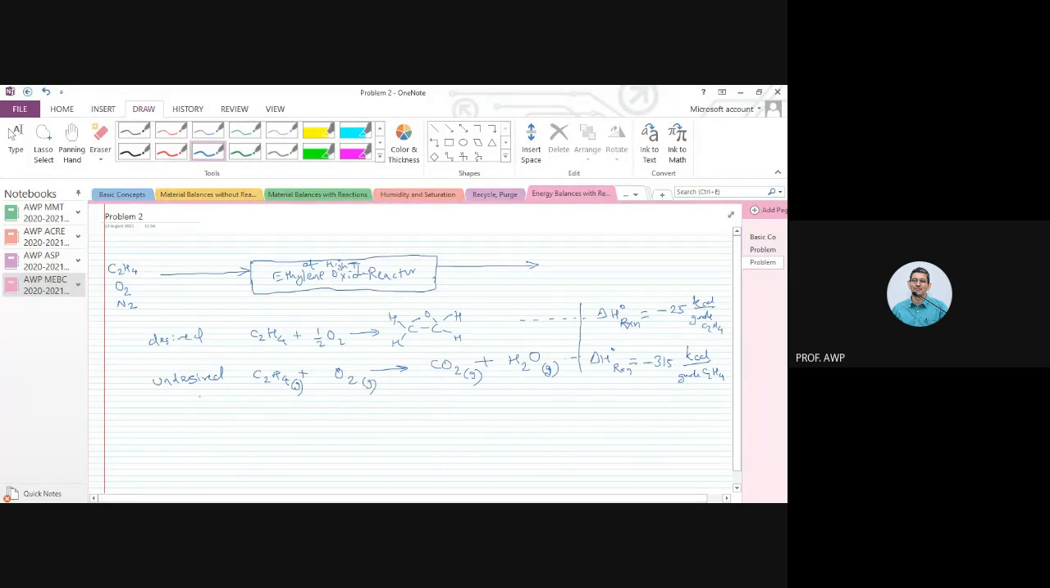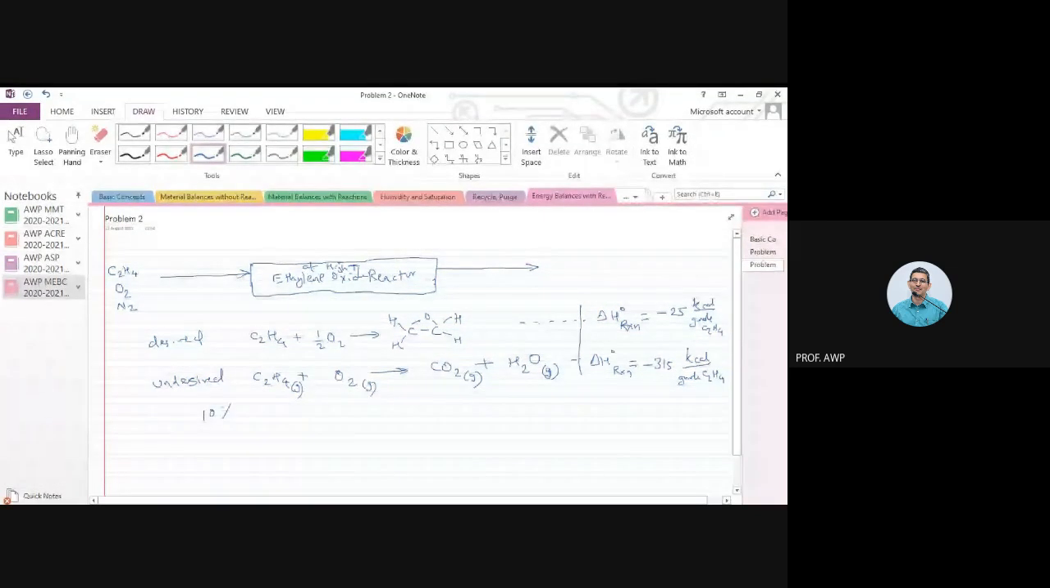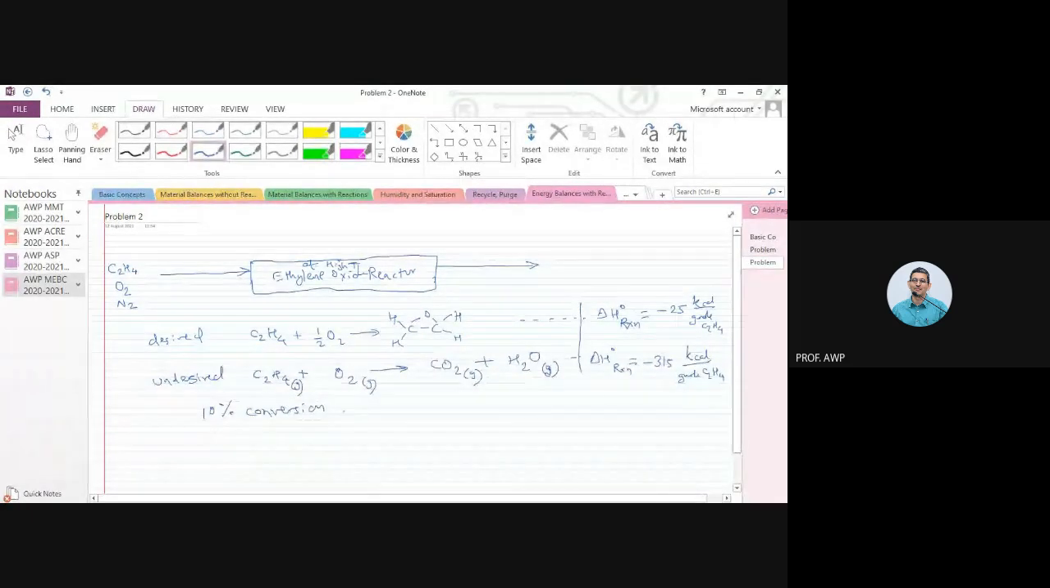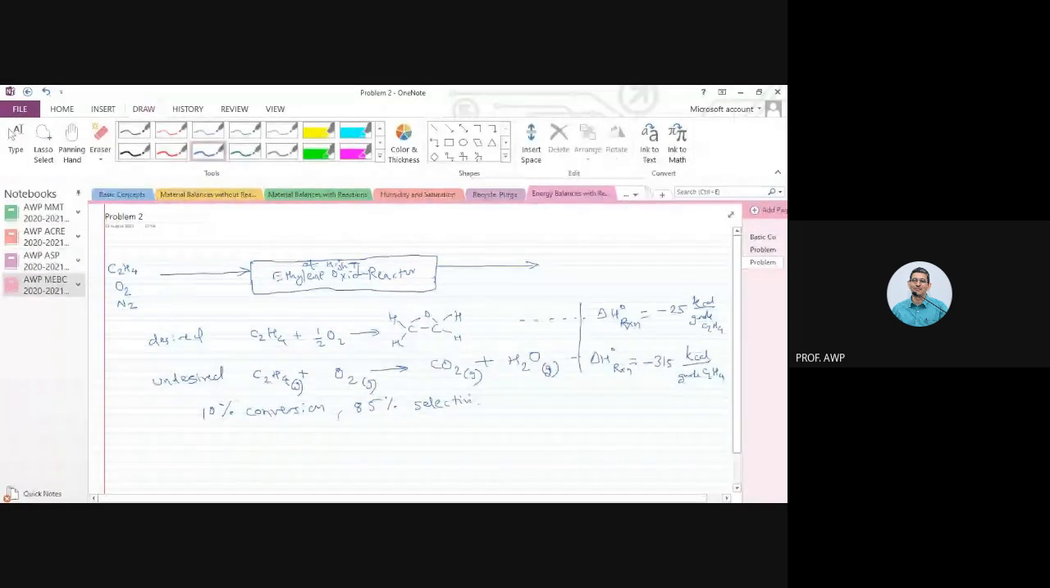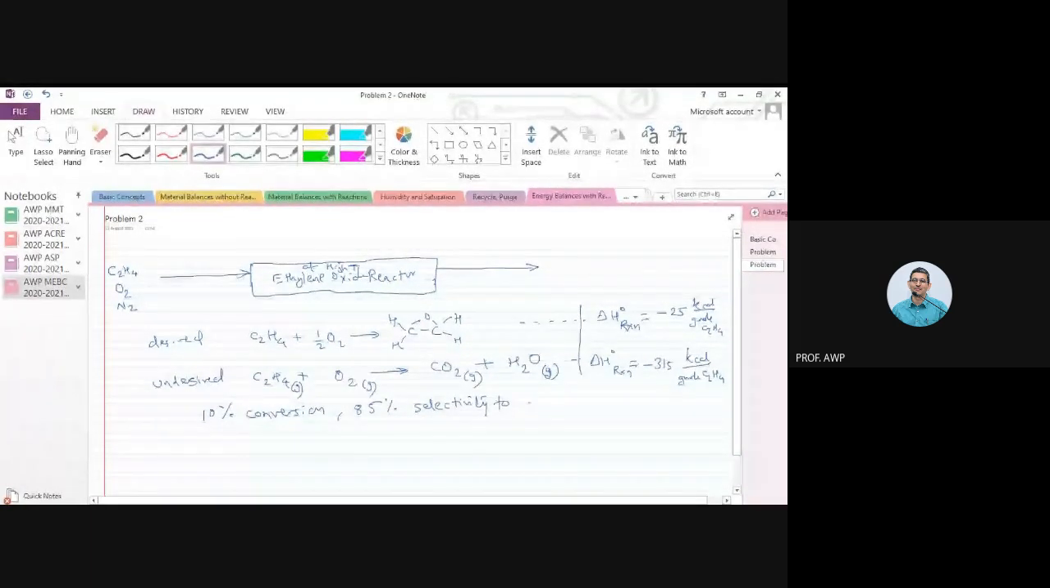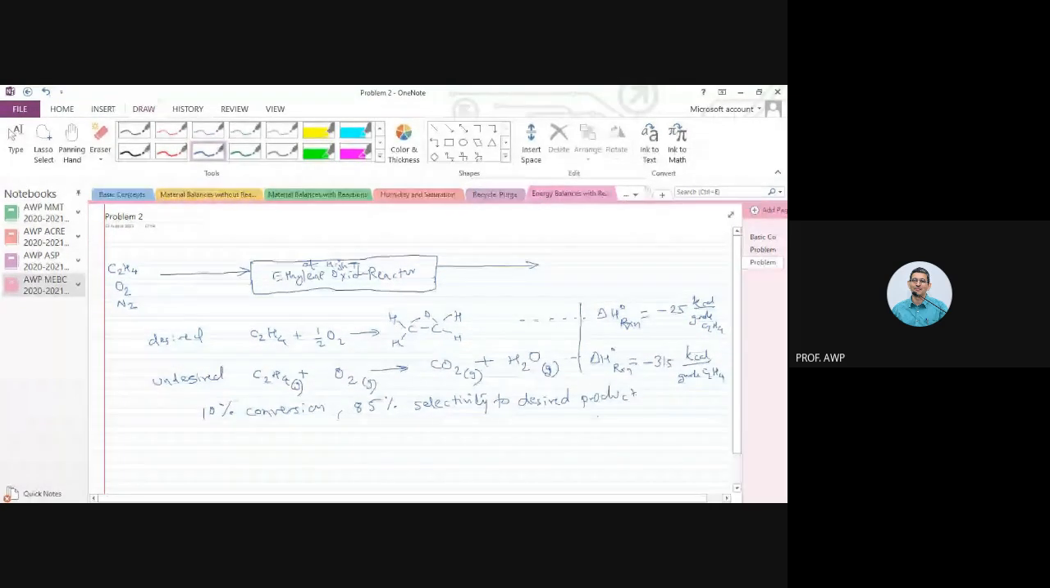All right. So let's say 10% conversion, and 85% selectivity to our desired product. Okay, recall what conversion means, recall what selectivity means. Go back and revise your notes if you want.